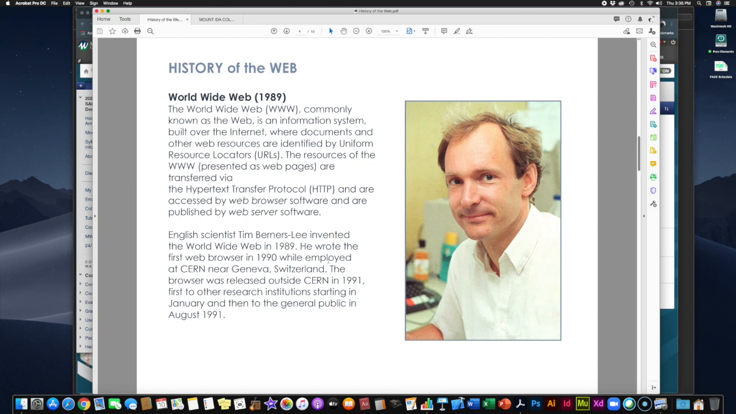And so he worked on it from 1989 through essentially 1991. He wrote the first web browser code in 1990 while still working for CERN. And then the browser was released outside of CERN in 1991.